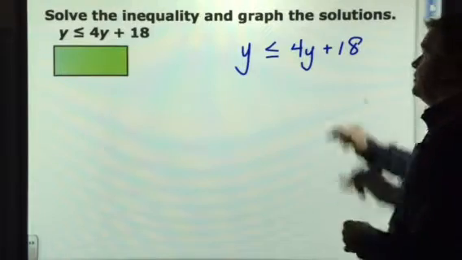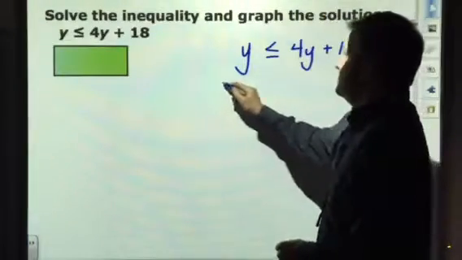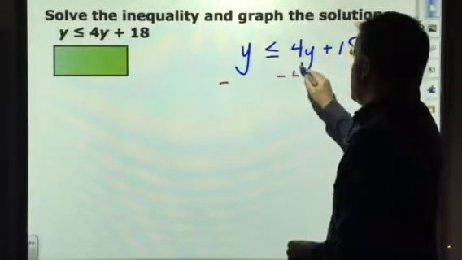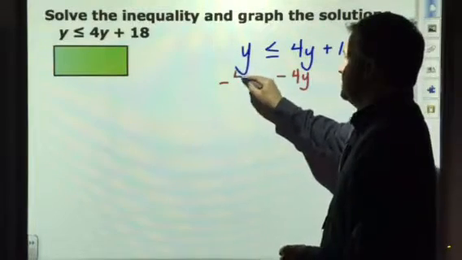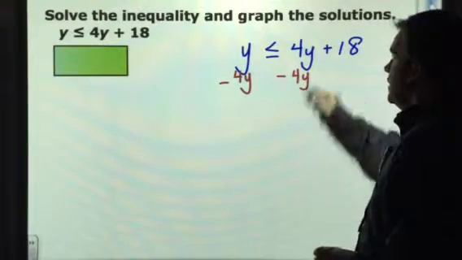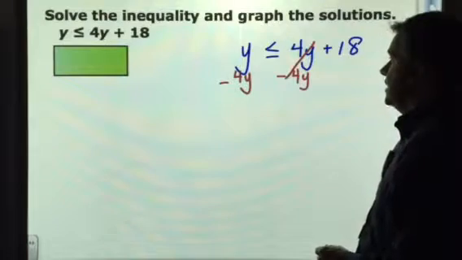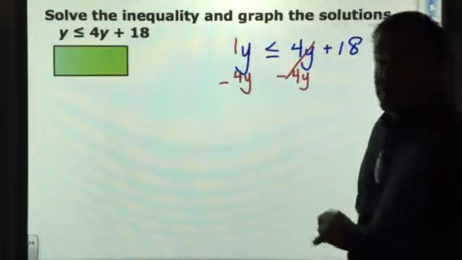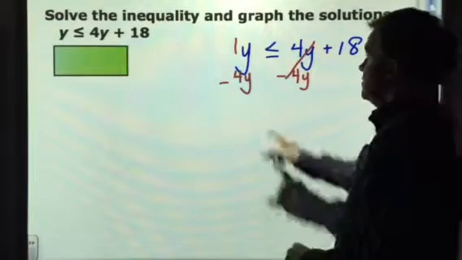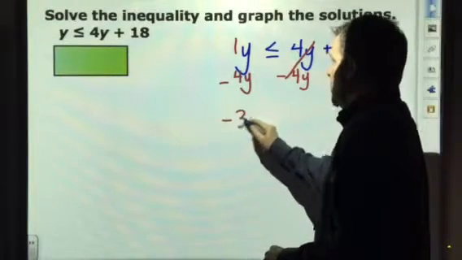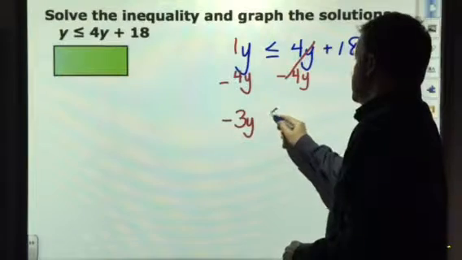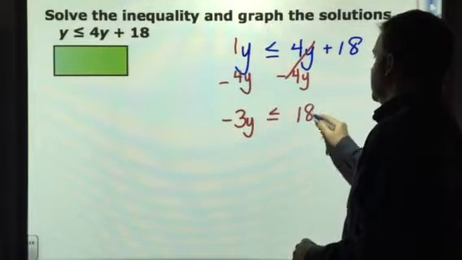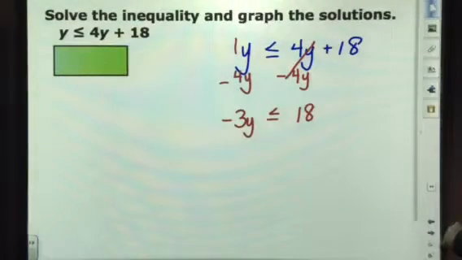I just want to work smart. So what I'm going to choose to do is subtract 4y on both sides. I know it will cancel these out on the right-hand side. On the left-hand side, remember, there's a 1 in front of there that is not written. So I'm left with negative 3y is less than or equal to 18. Okay, that was one step.